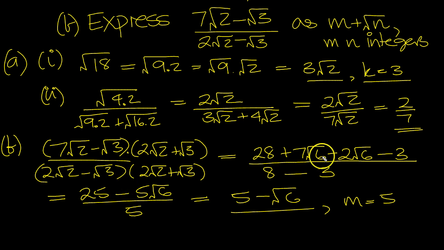Oh, we're going to get a plus. I've managed to write that as a minus, which is a bit unusual, because it's 7 root 6 minus 2 root 6, which is a plus. So this is a plus, isn't it? So sorry about that. So n equals 6, wasn't it? There we are. m is 5, n is 6.